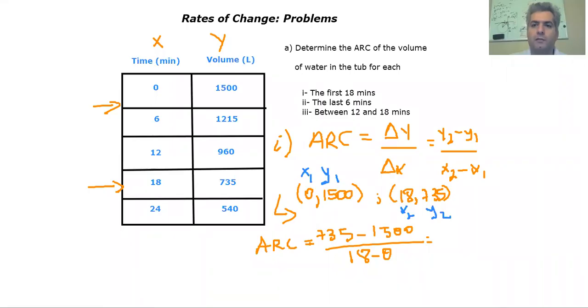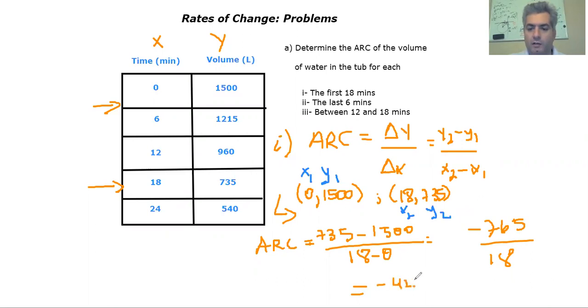So now we have 735 minus 1500 over 18, and that would give us negative 765. And then over 18, we do the calculation. So divided by 18, that gives us negative 42.5.